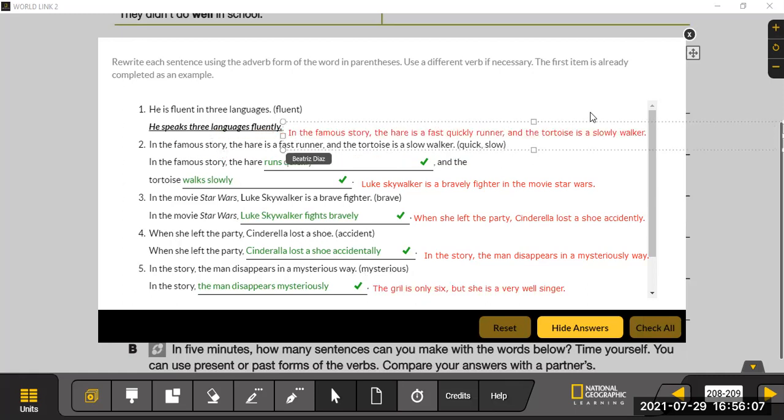Okay, so let's see. The number 1 says, in the famous story, the hare is a fast runner and the tortoise is a slow walker. So as you see, they change the verb, right? We have to change the verb in that case because when we say the hare is a fast runner, that is not a verb. So we have to use a verb.